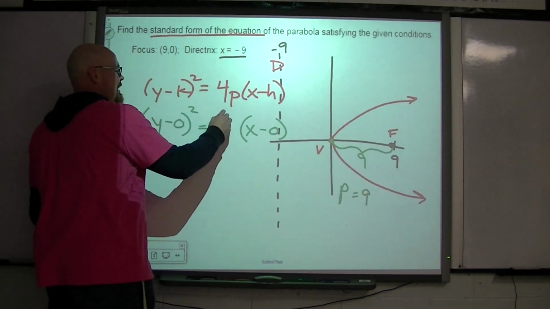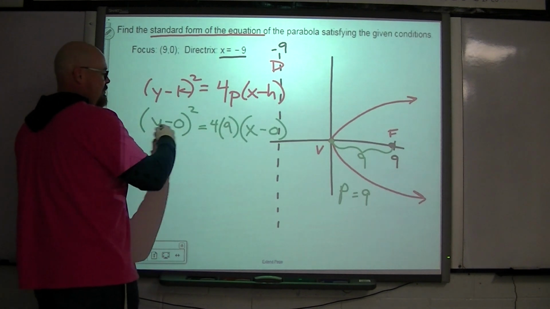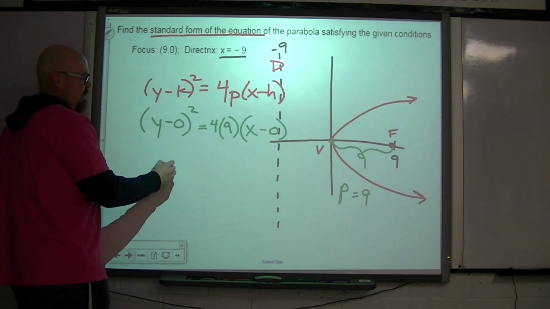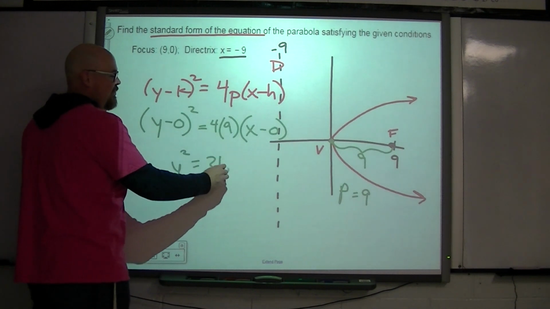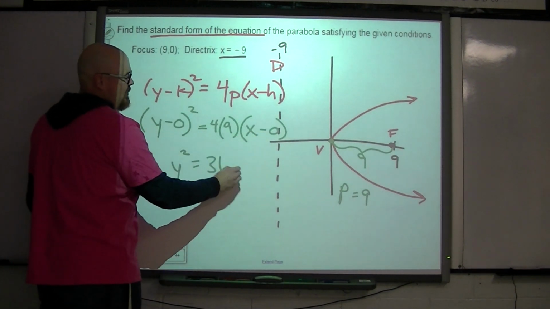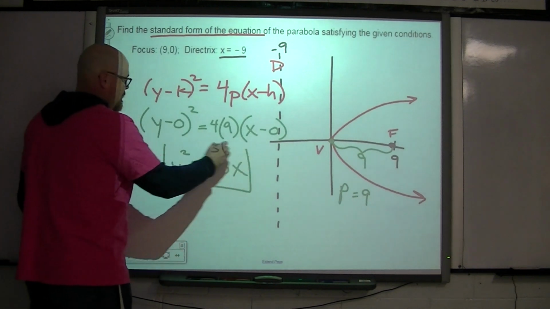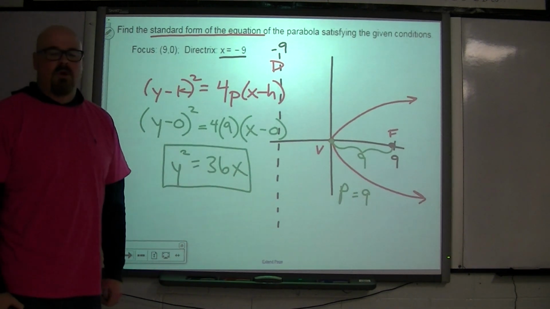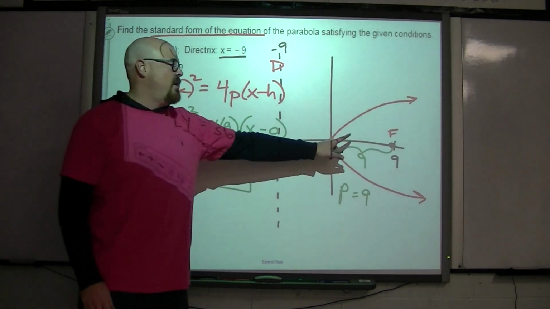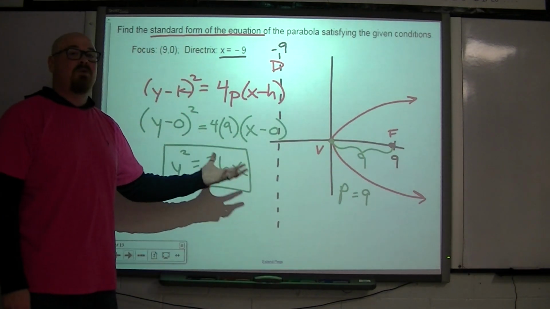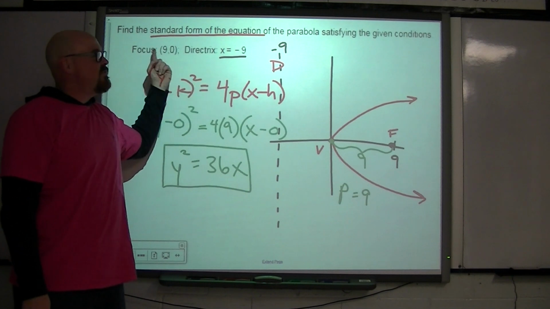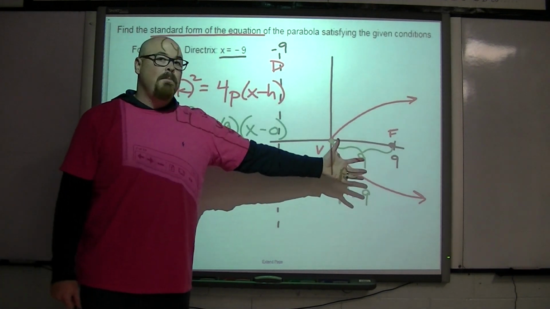If I plug that in here, and I do a little quick math, y minus 0 is y squared, equals 4 times 9 is 36, x minus 0 is just x. This is our standard form for this parabola. Using the value of p, which we had to unpack a little bit of information here. Okay, there's a lot that goes into these problems. Little pieces of information, the picture helps.